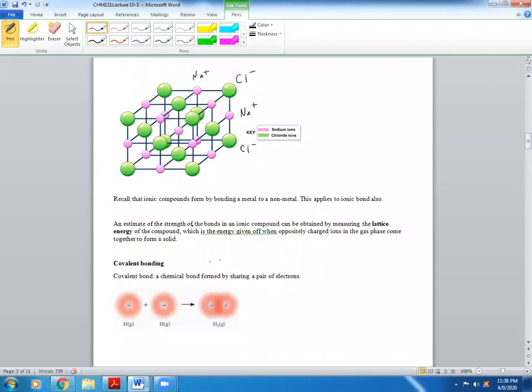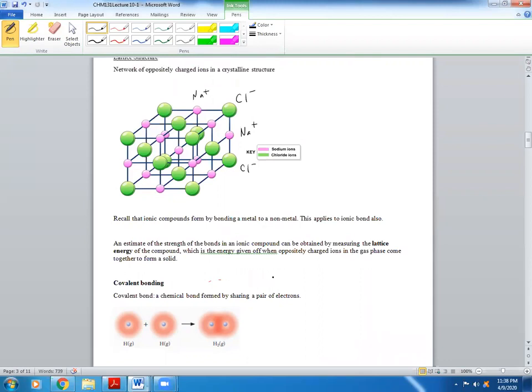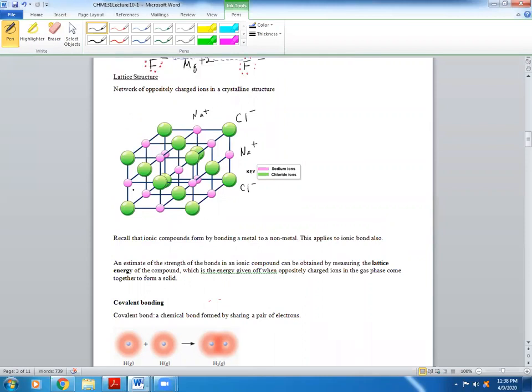An estimate of the strength of the bonds in an ionic compound can be obtained by measuring the lattice energy of the compound, which is the energy given off when oppositely charged ions in the gas phase come together to form a solid. So basically, just understand this as a definition. And again, remember what lattice means.